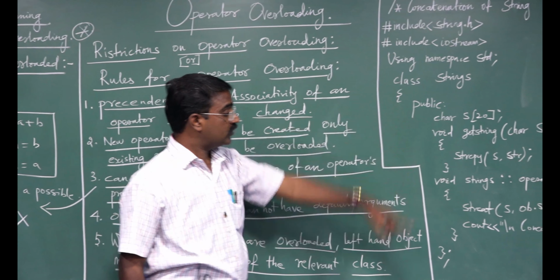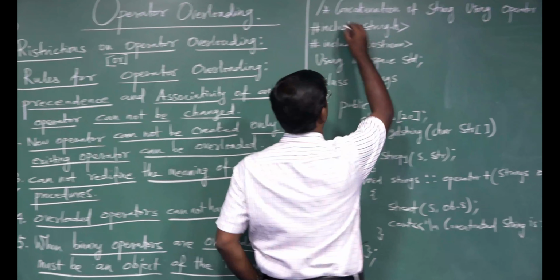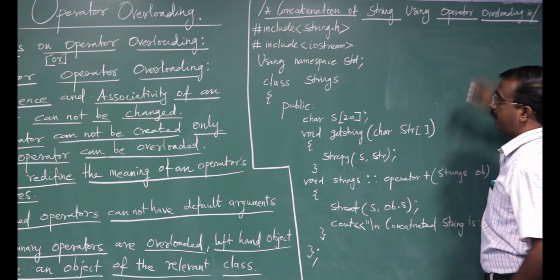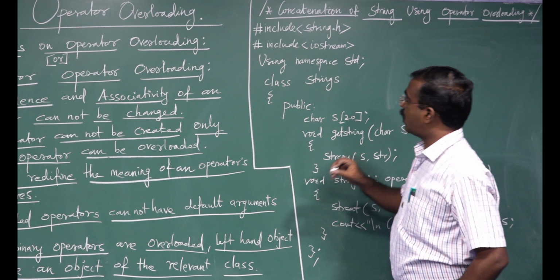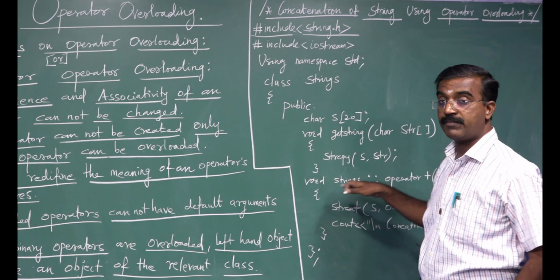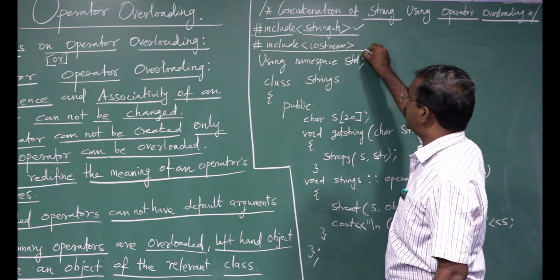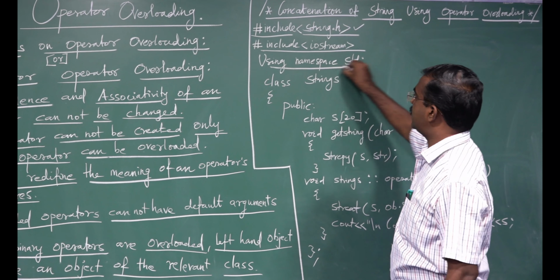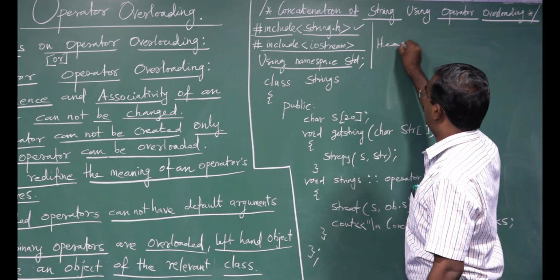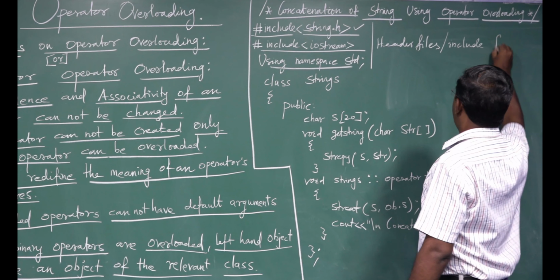You see here, the program is concatenation of a string using operator overloading. In this program, we have #include <string.h>. Why? Because this is a string program to concatenate strings, that's why we add the header file string.h, and then include iostream for input and output. Using namespace std is for C++. These are header files or include files, and preprocessor statements.